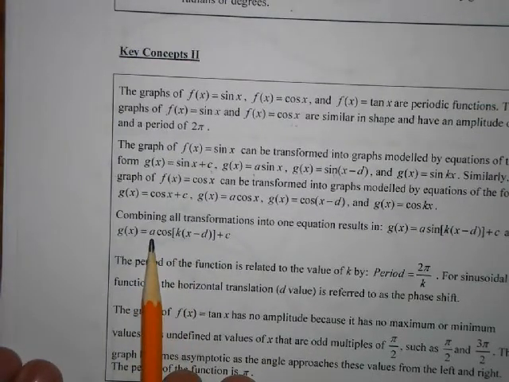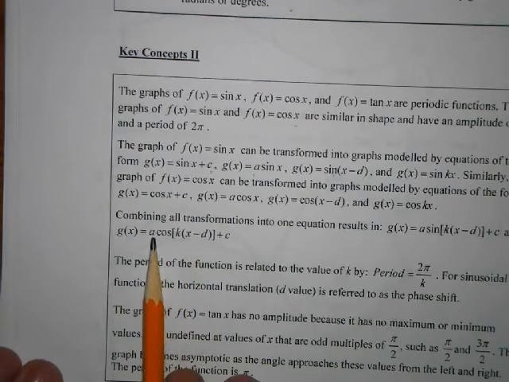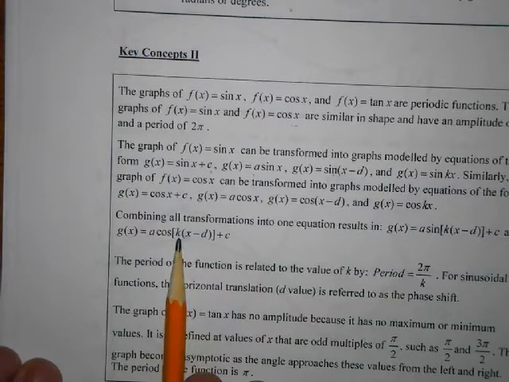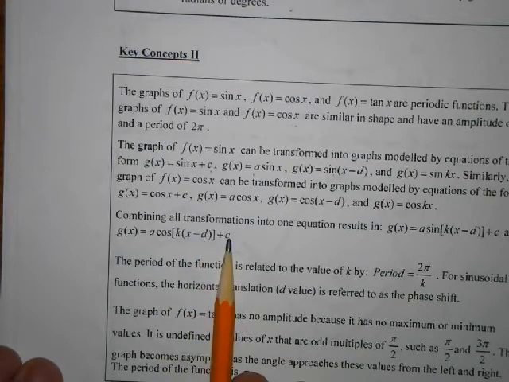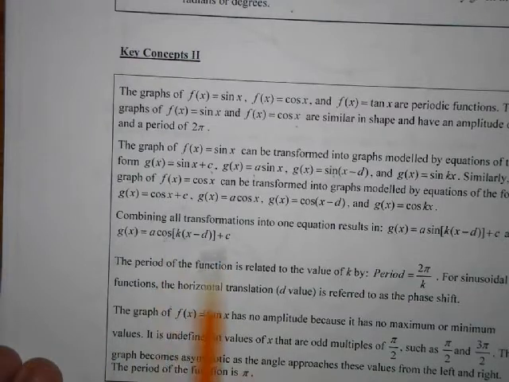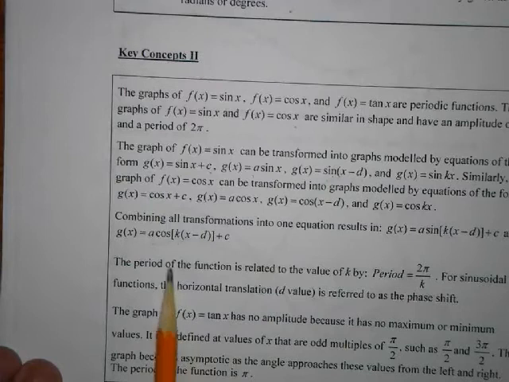So there's the a. If you remember, the a value was vertical stretch, compression, and reflection. The k value is the same for horizontal stretch, compression, reflection. The d is the horizontal translation, or in our case now the phase shift, and c is the vertical translation. So those values all have the same impact on trig functions, so you should be familiar with that.